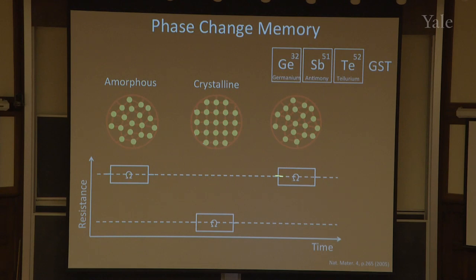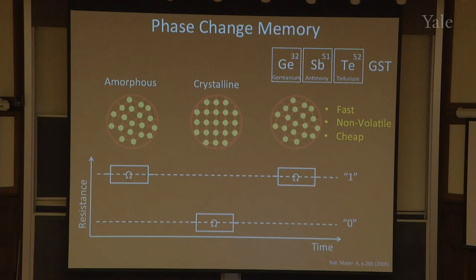You have one state where the resistance is high, and you have another state where the resistance is low. So that's your memory bit 1 and 0. So this is a memory technology now. So the benefit of then making this memory is that it's very fast. You can switch between these 2 states very fast.